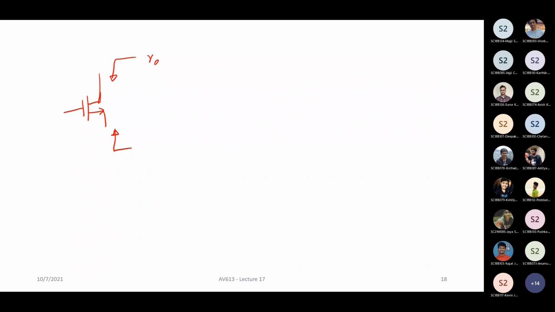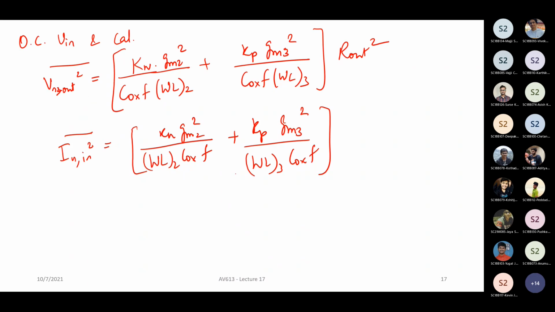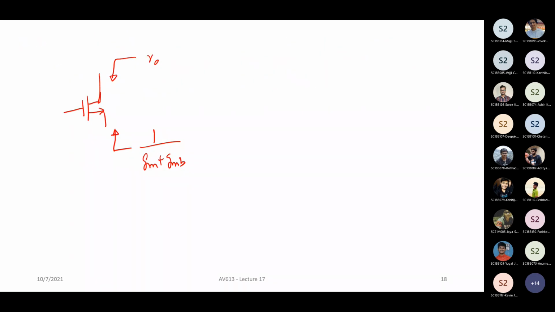Let's say this is biased in saturation. You'll get 1 by Gm or 1 by Gm plus GMB, depending on what happens to the bulk. So this is a very important thing that you should keep in mind. This is something that we derived in the previous class also, because in the common gate amplifier, this is what we saw.